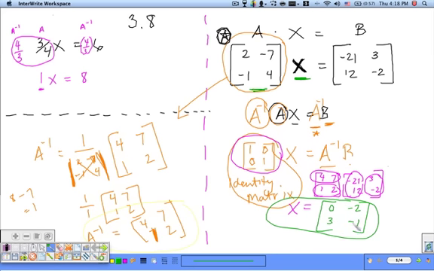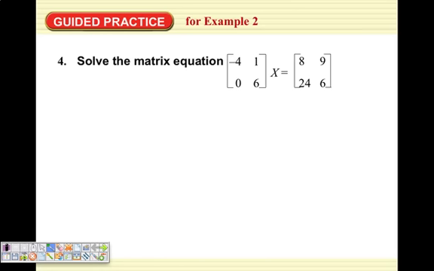Now let's try some problems on your own. Try this example right here. Pause the video and then we'll check your answer. The answer is -1, -2, 4, 1. Let's move on to the next.